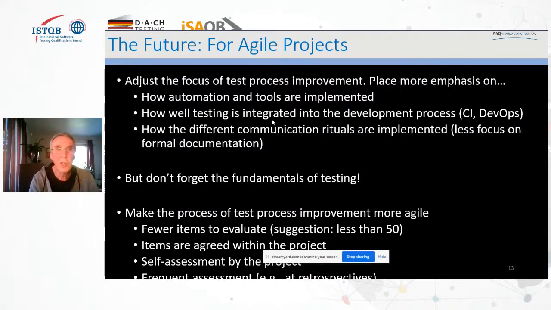So the focus is changing to more automation and tools. So in your test process improvement approach, you would be focusing much more heavily on how well you automate and how well the tools that you're using are actually implemented. How well is testing integrated into the overall development process, whether that's continuous integration, whether it's DevOps or whatever.